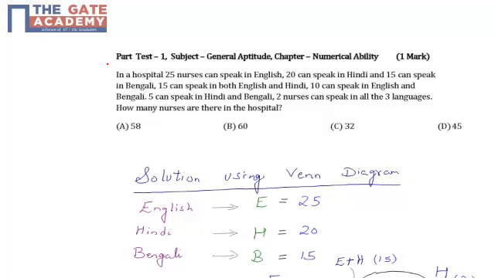Hello students, the following question is from part test 1, subject general aptitude, chapter numerical ability. It is asked for 1 mark.